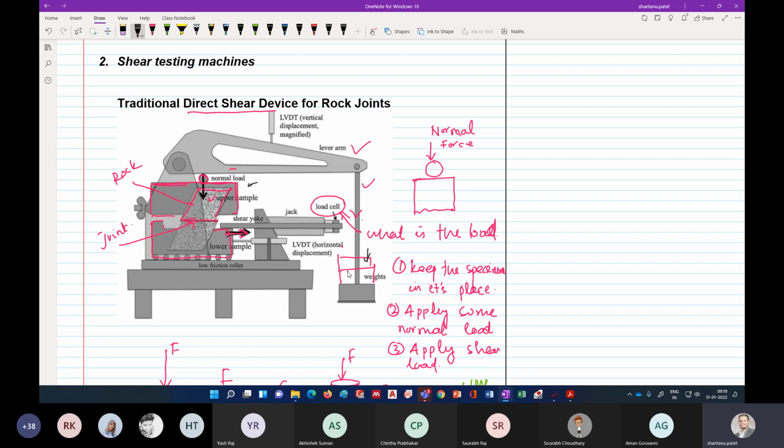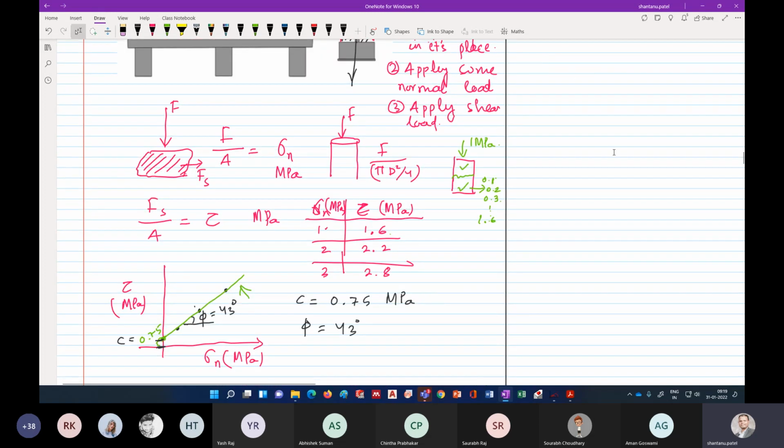Then with the first load, we calculate the shear stress, and then we add another weight, and then we add another weight. Let's say we need at least 3 data points to get our cohesion and friction angle. So we test it at different normal loads, calculate the shear stress, then plot tau versus sigma n, and we get our cohesion and our friction angle. Is this clear?